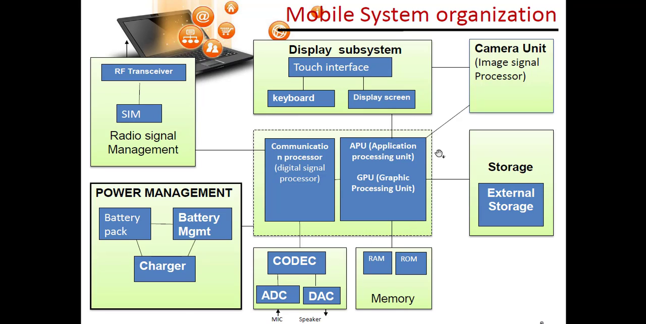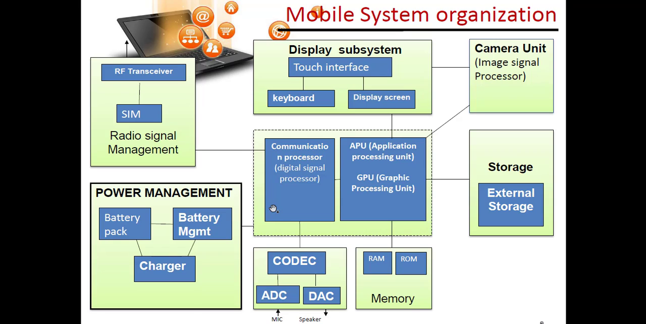with a dotted rectangle is the CPU. So here the CPU is divided into three parts. One is the communication processor, and the others are the APU and GPU.